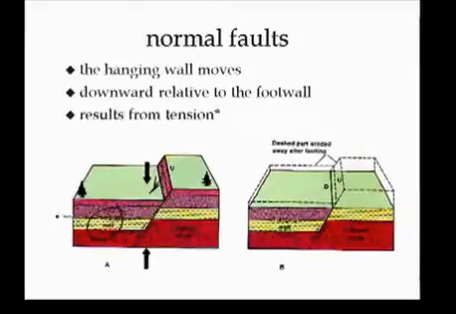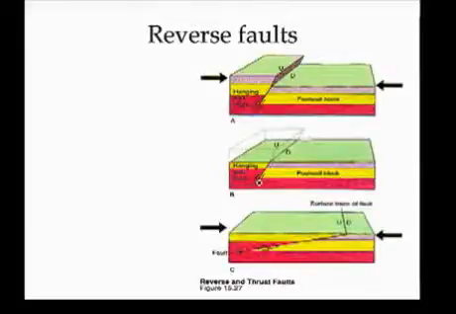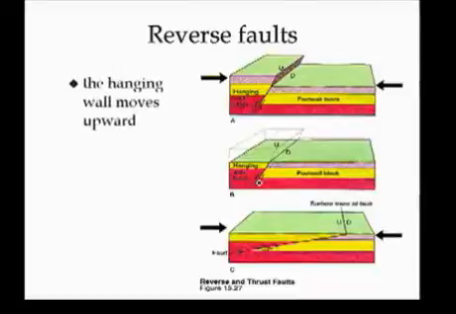Every normal fault results from tension. That is, the crust is getting pulled apart. The opposite of a normal fault dip slip is a reverse fault, which results from compression. The hanging wall in a reverse fault has moved upward relative to the footwall. It is the upthrust as opposed to the down-dropped.